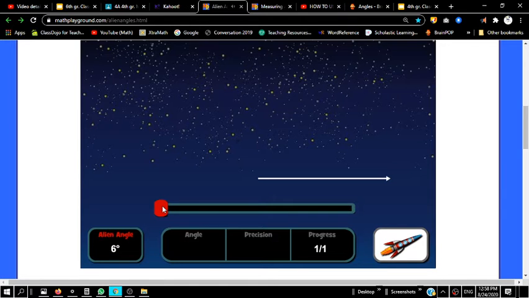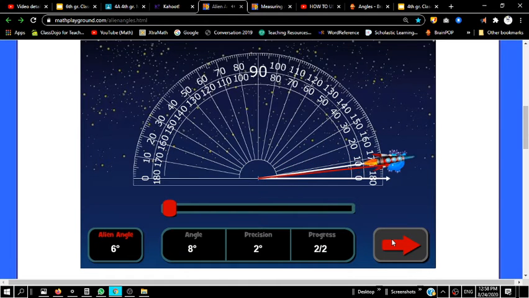Okay, let's try another one. 6 degrees. That's a little bit smaller than our other one. Let's try that. That might be 6 degrees. Ooh, okay, it was 8 degrees, so it was off by 2 degrees.